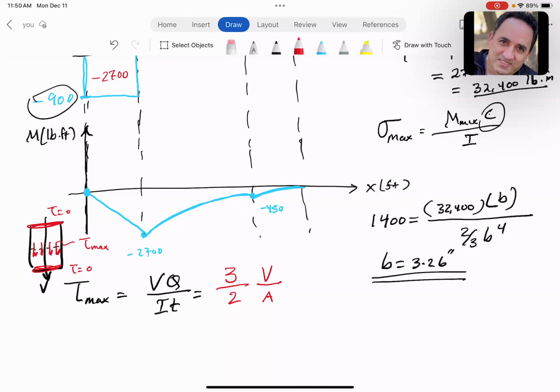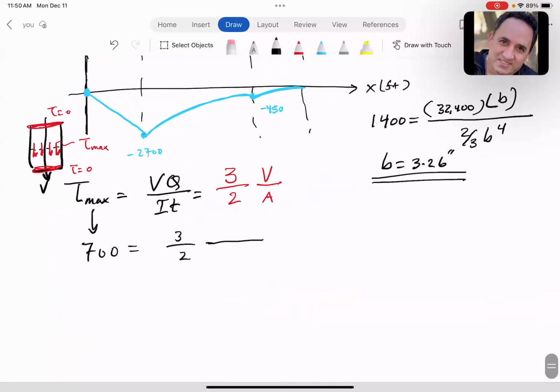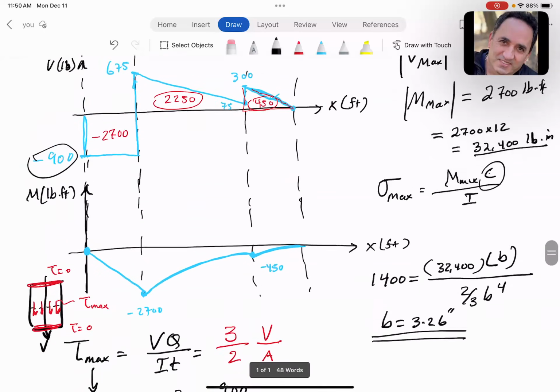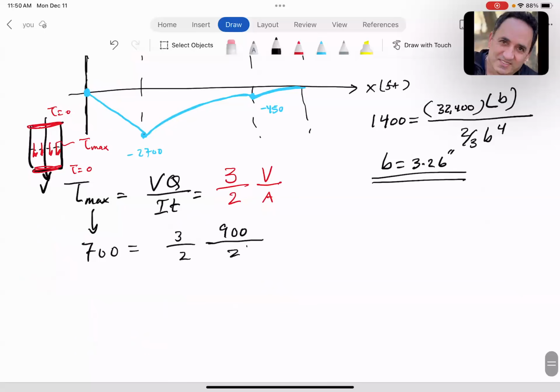So let's go ahead and put in our constraint of 700 psi here. We don't have to really do anything. The maximum shear load that we got here was 900, right? Divided by what? Area. I said area is what? B times 2B. I had it here for you, 2B squared. Go ahead, solve for B again. And this time you get B equal to what? Much smaller. So now you have two choices, either this one or this one.